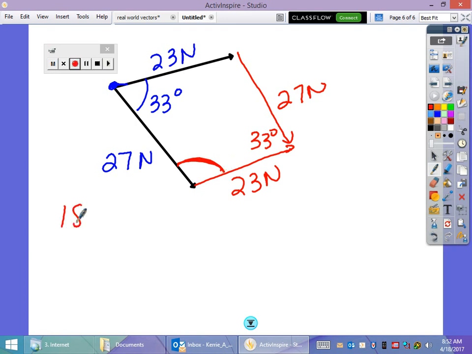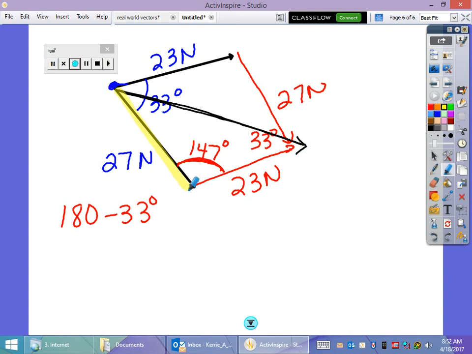So how big is this angle there? 180 minus the 33, because in parallelograms, adjacent angles are supplementary. So this is going to be 147 degrees. Where would my resultant vector be? Yes, split it down the center, right here. Good job. There's my resultant vector. So I am really looking at this triangle right here.